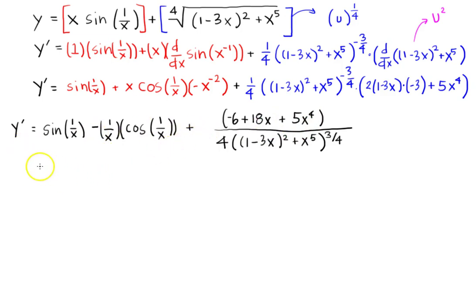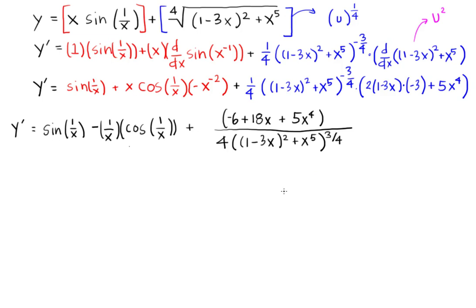I mean, can I write it any more than that? I could change this to cosine of 1 over x, over x. It doesn't really matter. It's still okay. So here I go, now I'm finished. Now notice I had to simplify in order to make this thing work. And that is the chain rule.